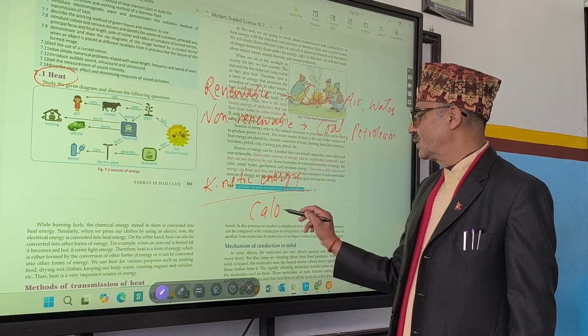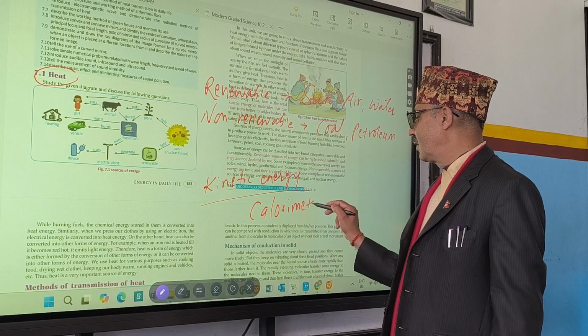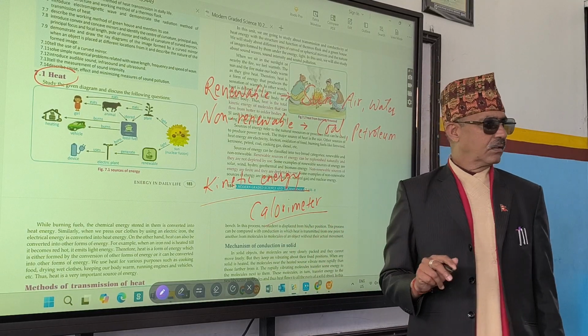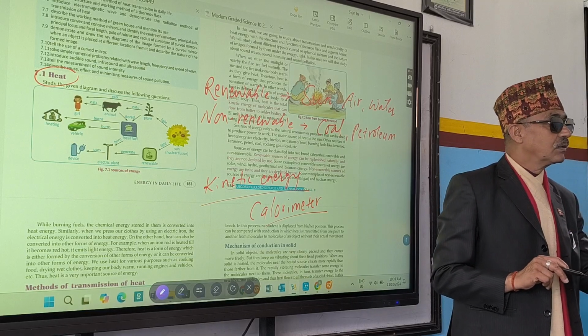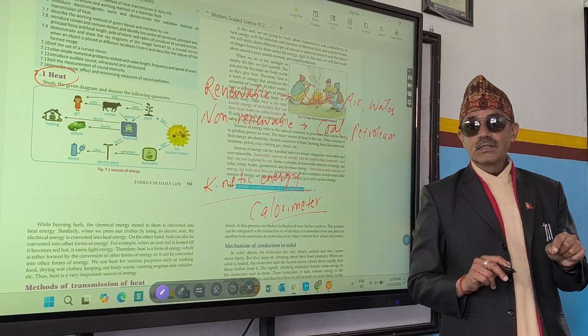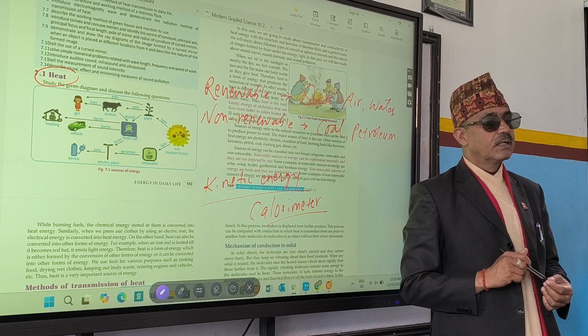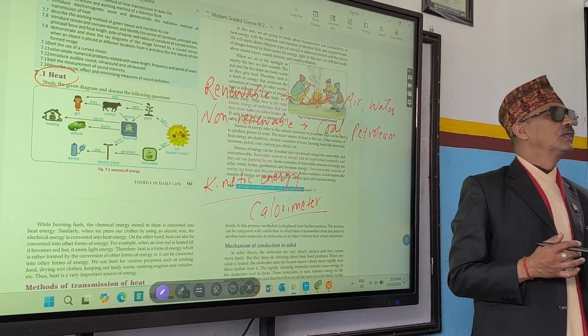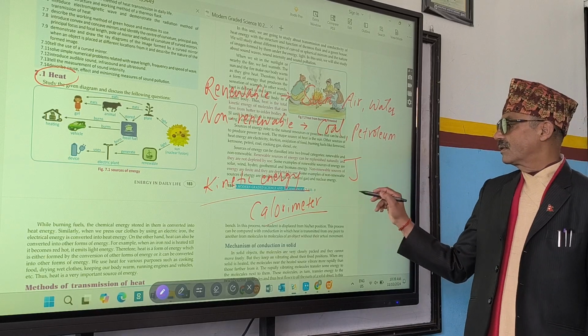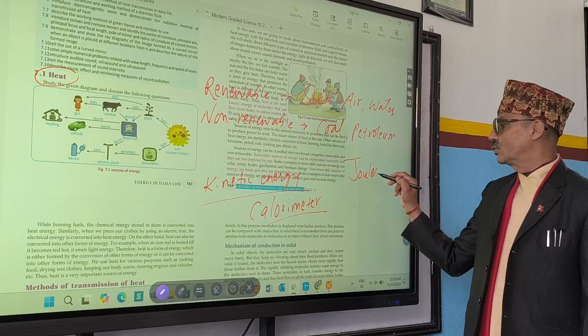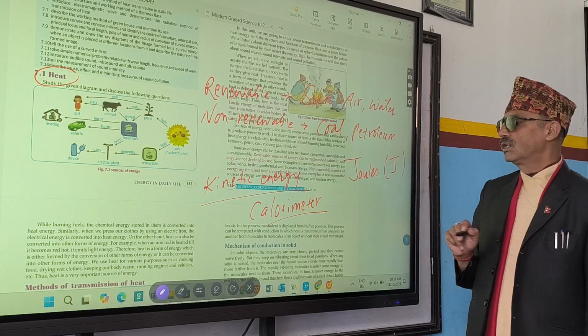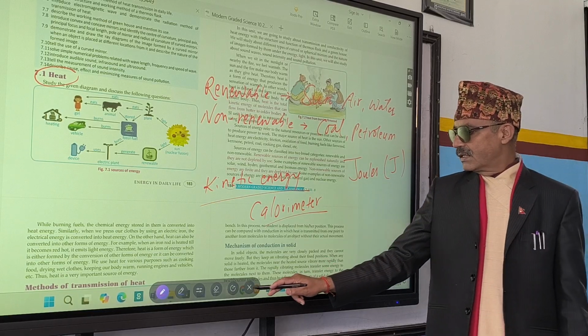What is the device called? Calorimeter. Temperature is measured by thermometer. Heat is measured by calorie. In which unit is it measured? Is it measured in joules, or simply we can write calorie, right?